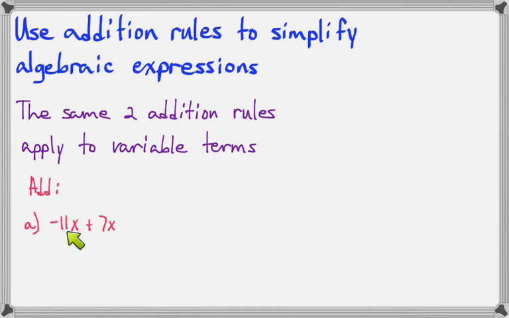Let's add negative 11x plus 7x. So first of all, we know from the combining like terms lesson that we can combine these two terms because they both contain the same variable. And all we have to do is add negative 11 plus 7. The difference between 11 and 7 is 4, and the answer will be a negative because the larger number is negative. So negative 4 is our new coefficient, and it is an x term.